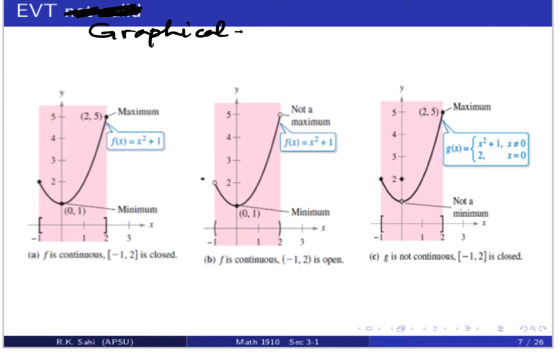Okay, so let's look at this one. The function is continuous, but remember these little open circles? It's not a closed interval. So that means EVT, the extreme value theorem, is not valid.